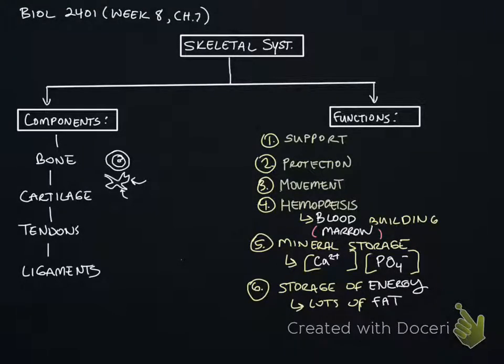Hi guys, so today we're going to do the skeletal system. That's chapter 7. Let's just do a quick overview. We'll talk about the different components. We'll go over the different types of bone.